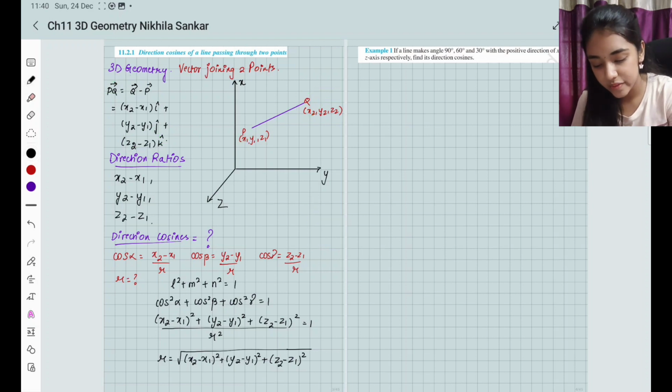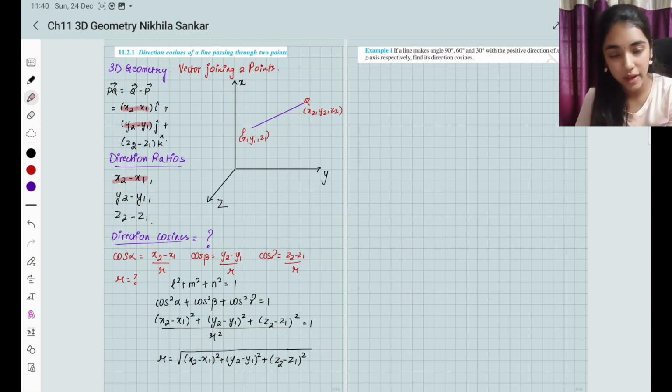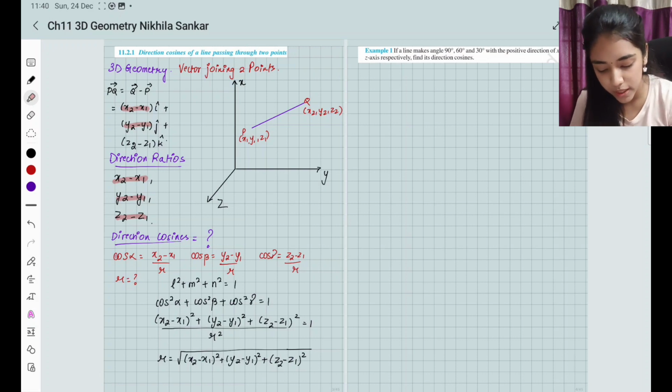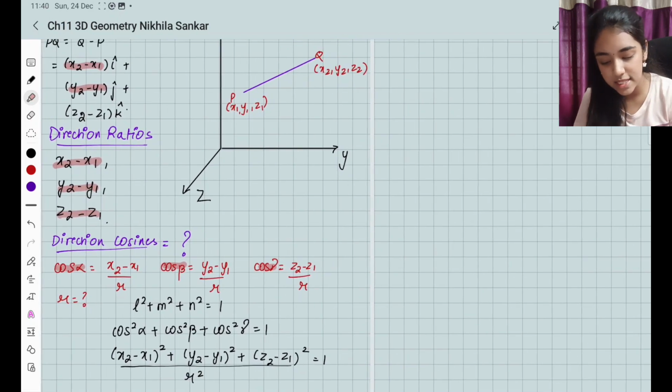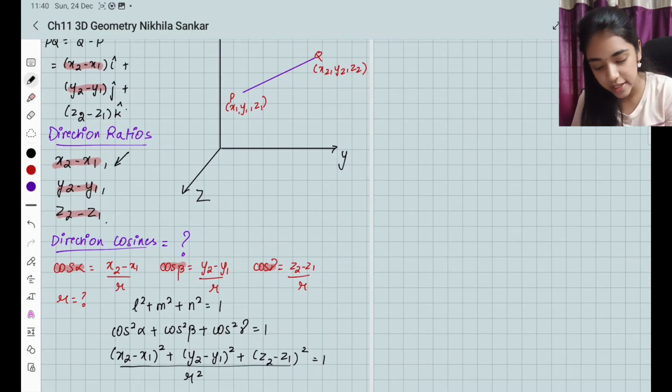Now, what do I have? The direction ratios are going to be x2 minus x1, then y2 minus y1 and z2 minus z1, the components of i, j and k. இதெல்லாம் வந்து direction ratios. Okay, இப்போ direction cosine என்ன? Direction cosine we learnt it to be cos alpha, cos beta and cos gamma. But what are the ratios going to be? Since I have two different coordinates here, x2 minus x1.